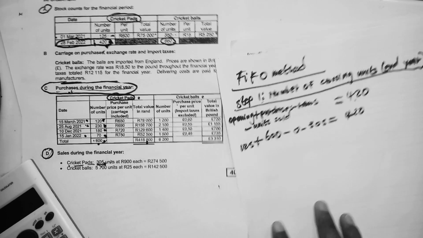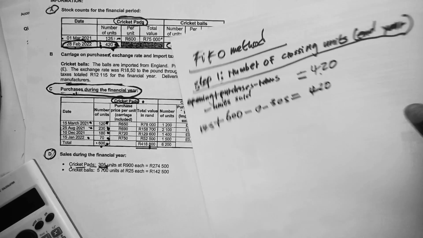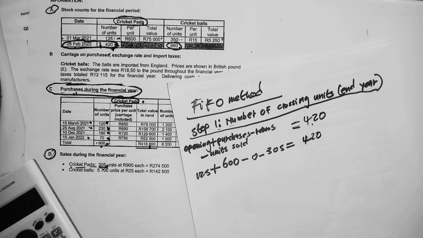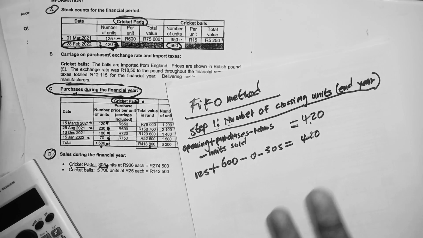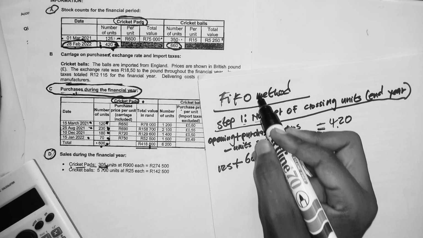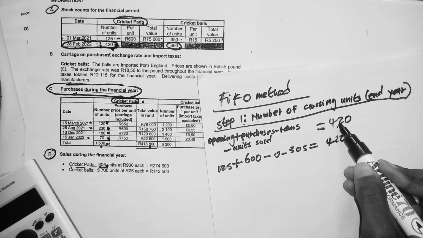Just repeat the video if you did not understand. That's why recording is important, because you can learn it anytime. No one must have an excuse to fail here. You learn at any time. Just open your phone, open YouTube, buy data on the VodaPay app for R1, 1 gig per day. Then just watch videos and learn. Nothing difficult. So that's how we get step number 1 on the FIFO method. That's how we get the 420.